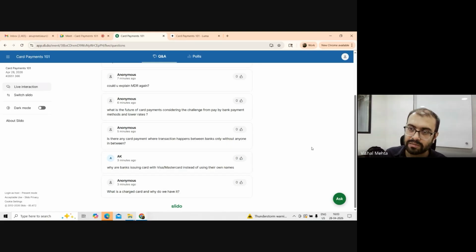However, it's different with American Express, right? American Express issues its own card, sometimes in partnership with the bank or sometimes by themselves.